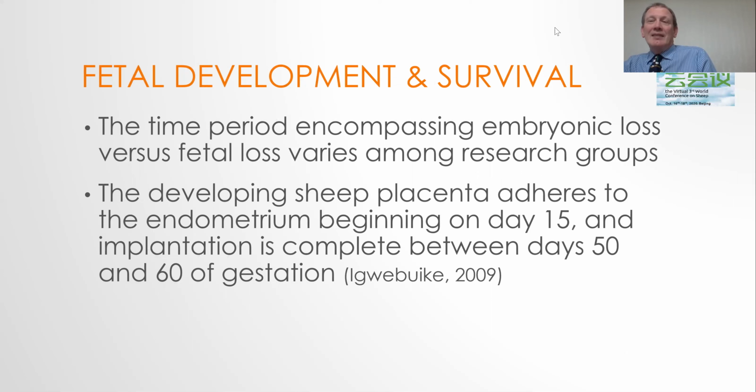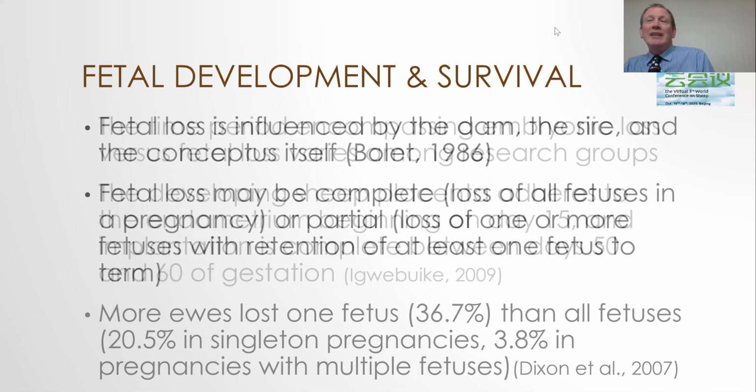And I like to come back and look at what's going on biologically inside that sheep. And we know this developing sheep placenta is going to start adhering to the endometrium, that lining of the uterus, beginning on day 15. Yet the whole process of implantation, where that outermost layer of the placenta interdigitates with the folds of the endometrium, is typically not complete until somewhere between days 50 and 60 of gestation. And so common sense will tell us that until that implantation process is complete, that conceptus may be at a little bit more risk of something happening to that pregnancy.